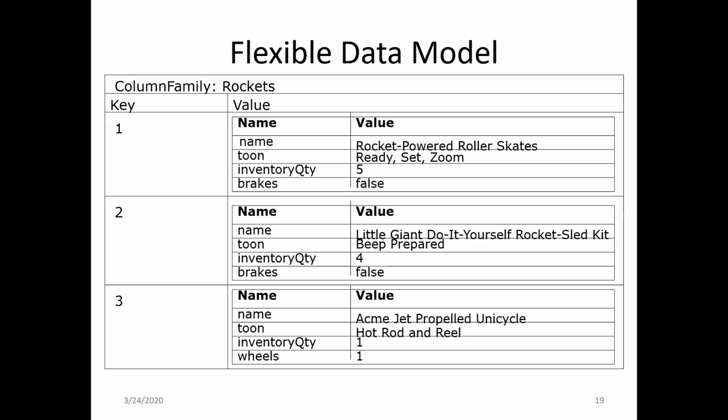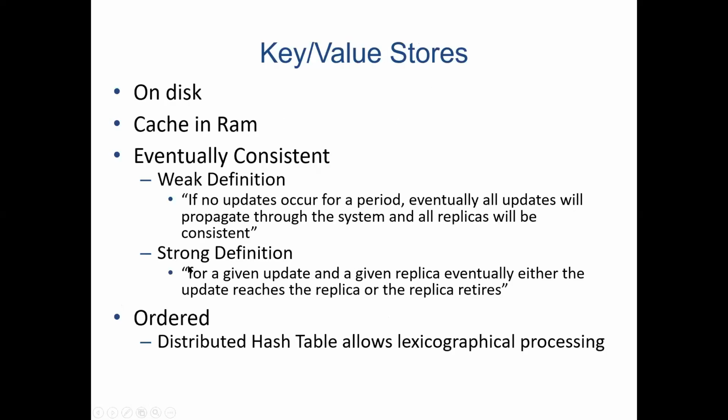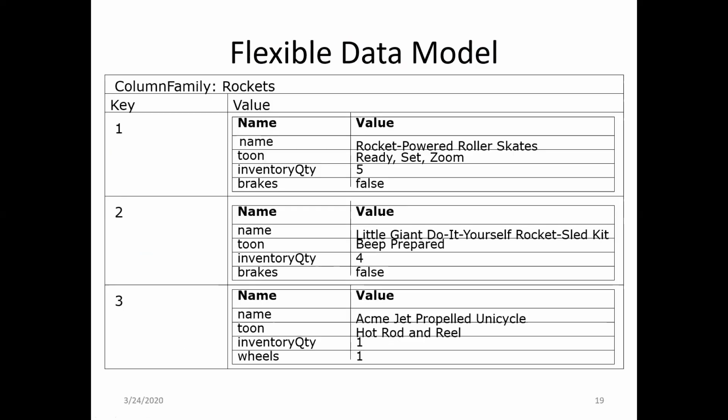A flexible data model looks something like this. This is an example of a column family database system, right? Where you have key and value. So the key is like a primary key in your relational database system. The name of the table, in this particular case, is a column family called rockets. The value is something like this, right? These are all values which are depicted. This is a typical example of a column family database system.